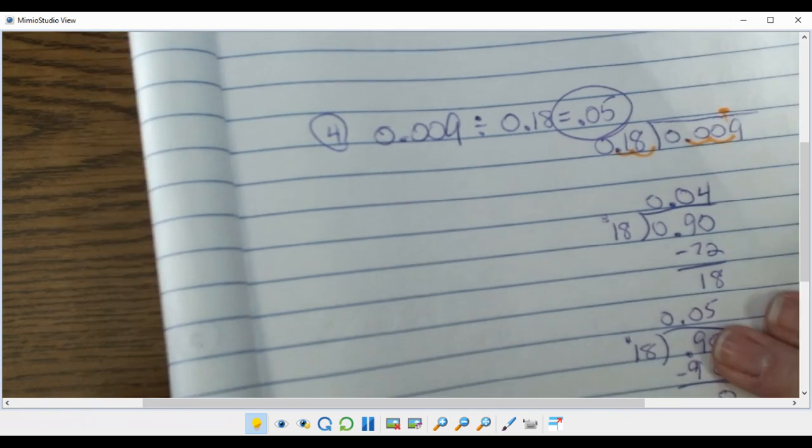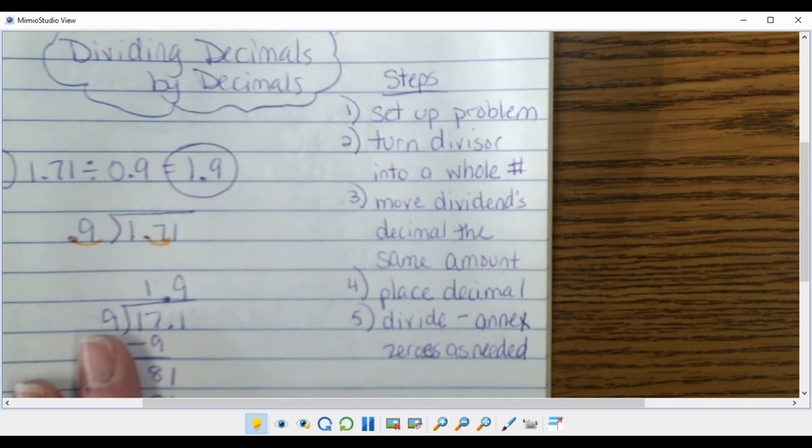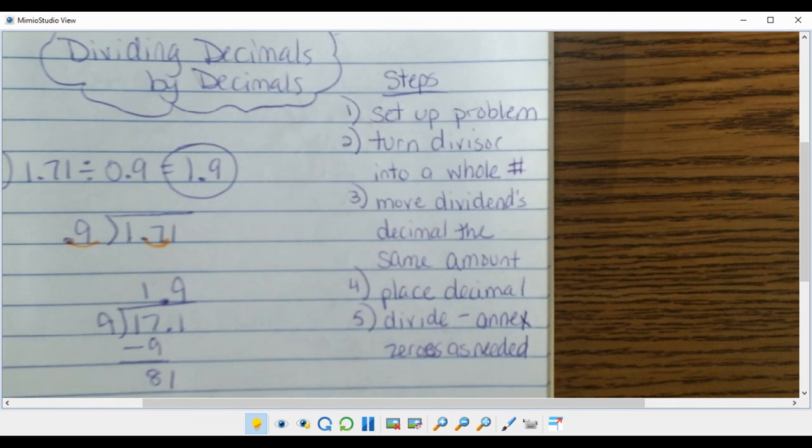I will put up a graphic of our steps, but if you want to pause the video right here so that the steps are in front of you while you're doing your work, that would be a really smart move.